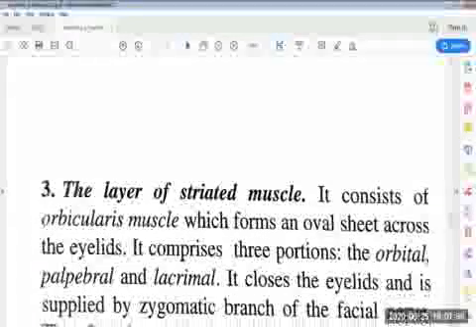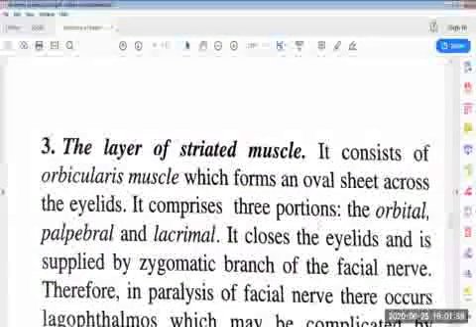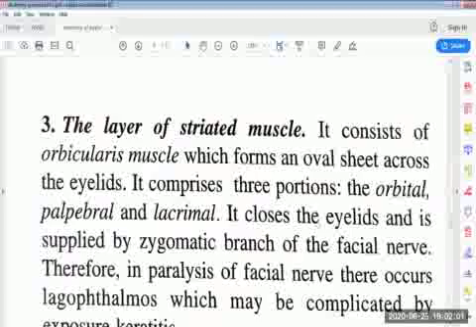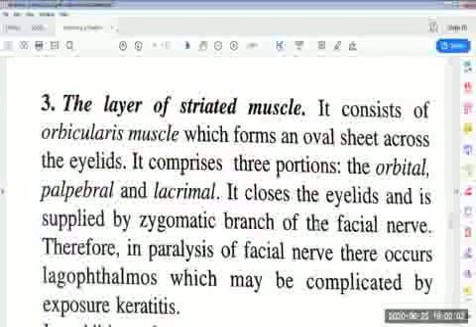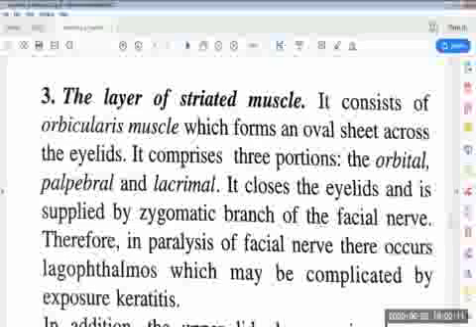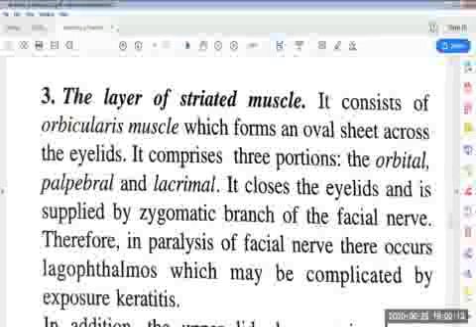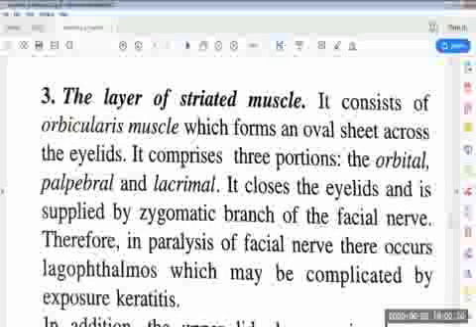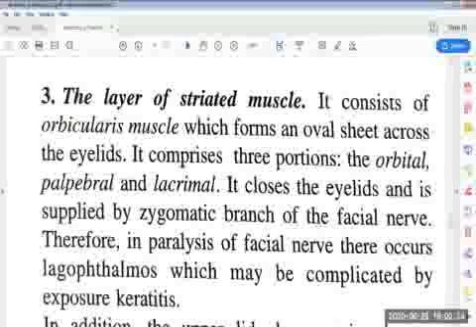Then the third layer in the eyelid is the layer of striated muscle. It consists of the orbicularis muscle, which forms an oval sheet across the eyelids. It comprises three portions: the orbital portion, the palpebral portion, and the lacrimal portion. It closes the eyelids and is supplied by the zygomatic branch of the facial nerve.